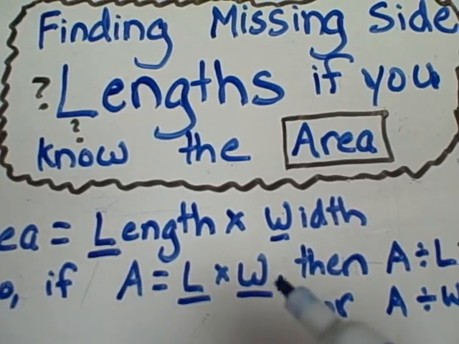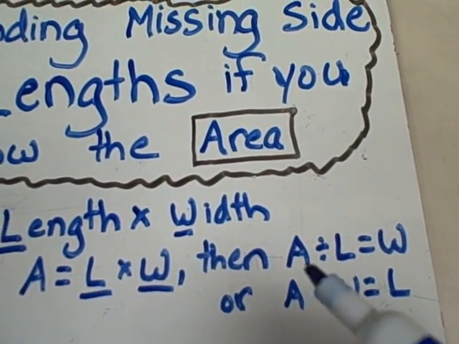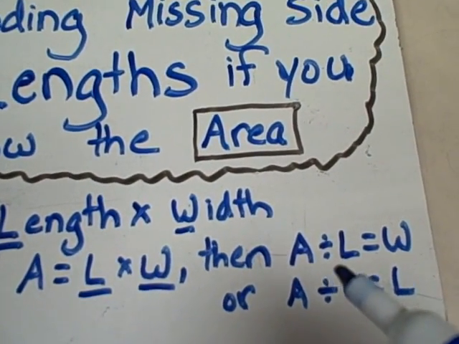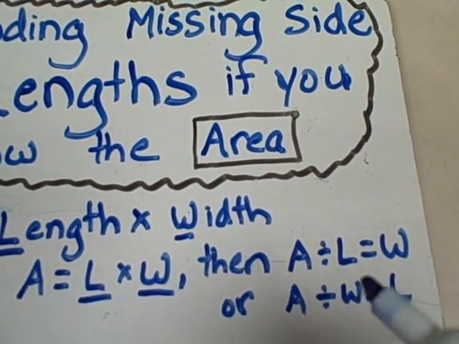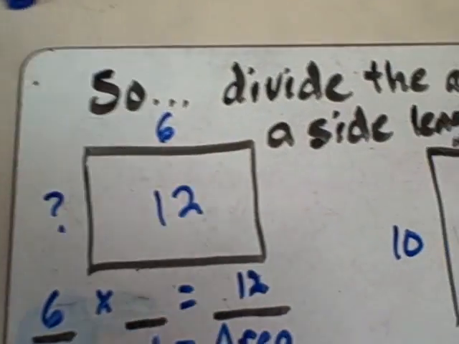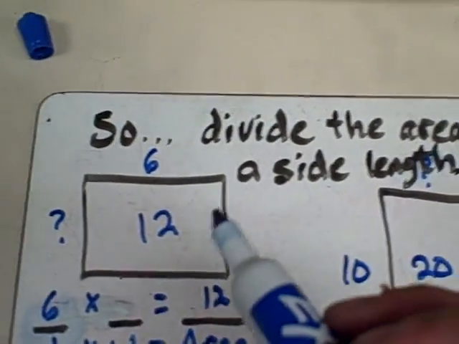So if length times width equals area, then you can change the equation. If you know the area, you can just divide it by one of the lengths of the sides to get the other length of the side. Area divided by length equals width, or area divided by width equals length. So for example, we're going to divide the area by a side length here.